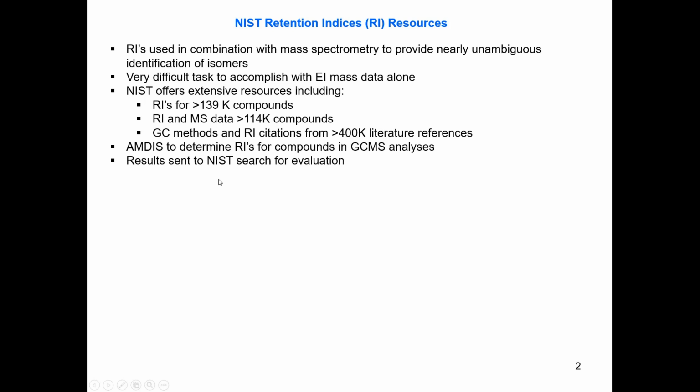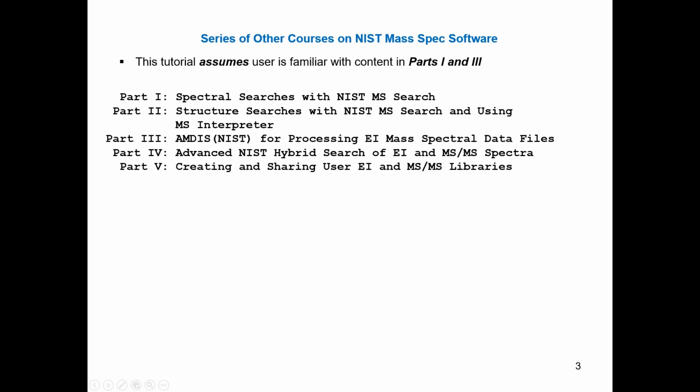AMDIS is used to determine the RIs for compounds in the GCMS analysis, and the results are sent to the NIST search for evaluation. This tutorial assumes that the user is familiar with the content in parts 1 and 3 of a previous series that I did on the NIST Mass Spec software. These tutorials can be found on my personal website, A Little Mass Spec and Sailing.